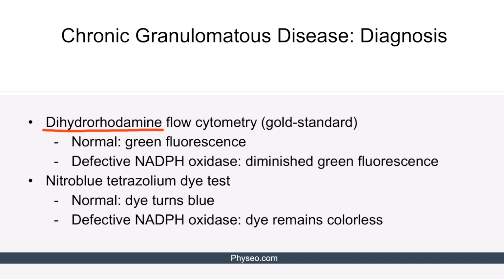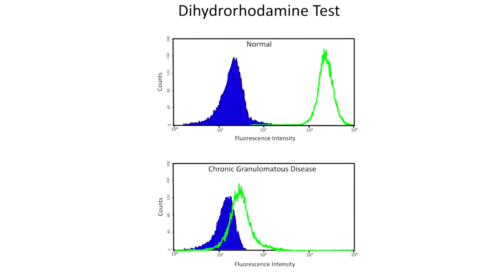When it comes to the nitroblue tetrazolium dye test, under normal circumstances, NADPH oxidase will oxidize the dye and turn it blue. In patients with a defective NADPH oxidase, however, the dye will not be oxidized and will therefore remain colorless. It is important to know how to interpret both of these tests, as examiners often describe the results of these tests on exams. Consider this figure that illustrates two different results on a dihydrorhodamine test.